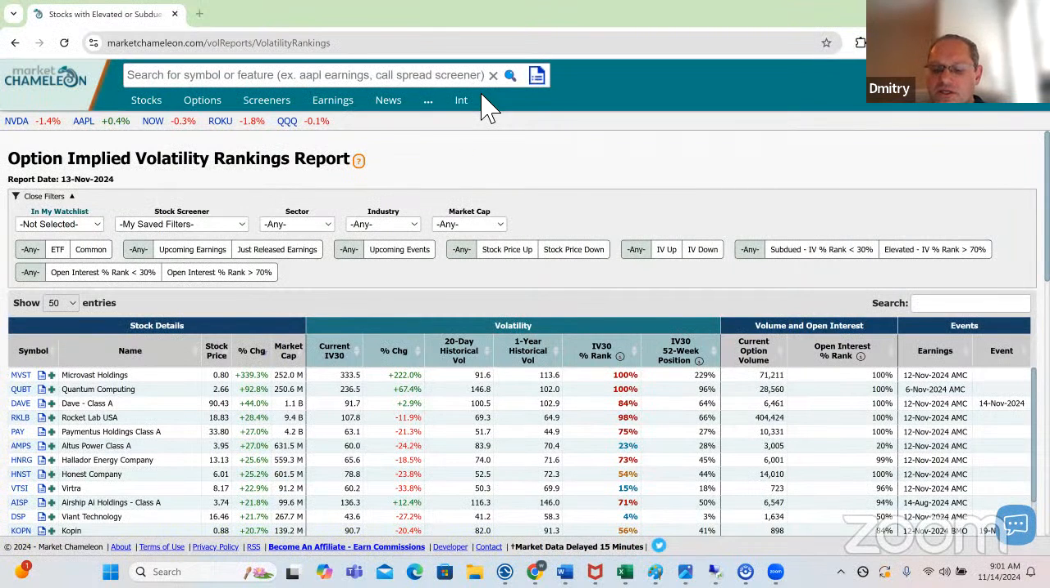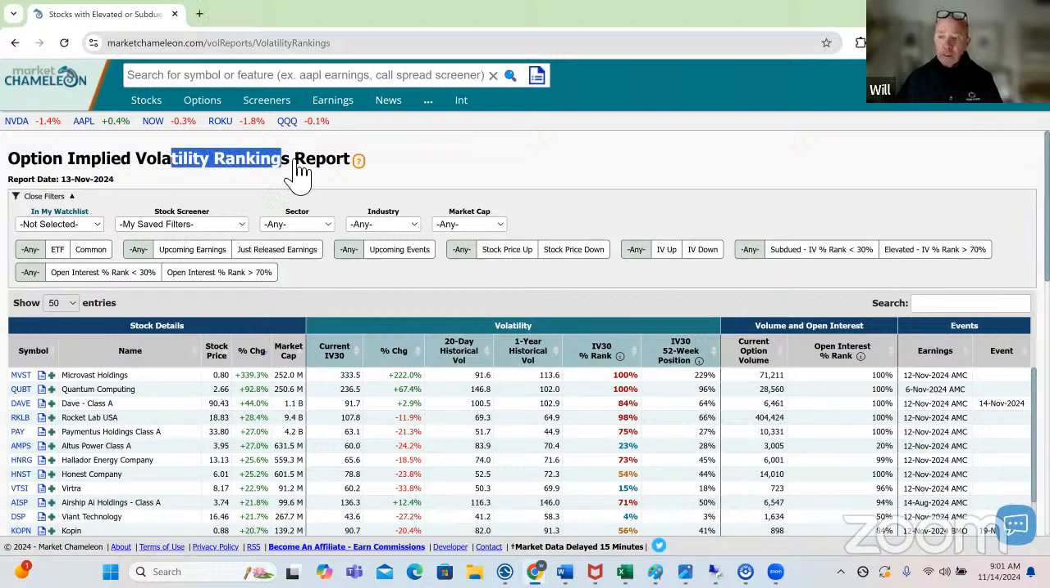Good. And I'm going to share my screen here. And today we're going to discuss implied volatility rankings, how we could screen for them, and how to use implied volatility rankings for options. So we're going to start with this particular page here, the options implied volatility rankings report.